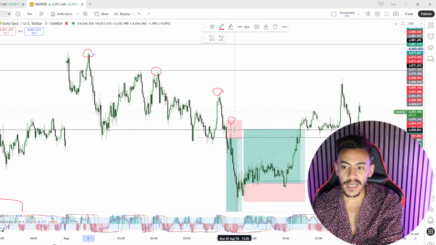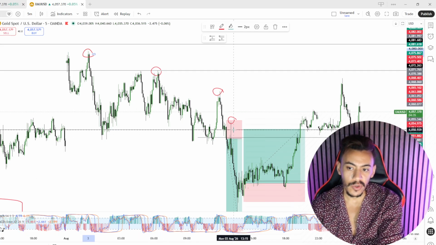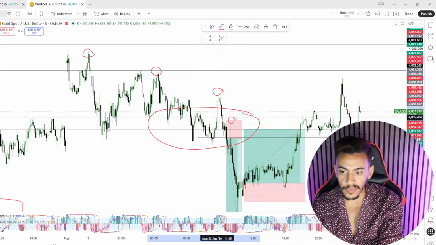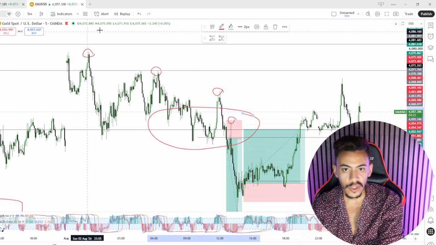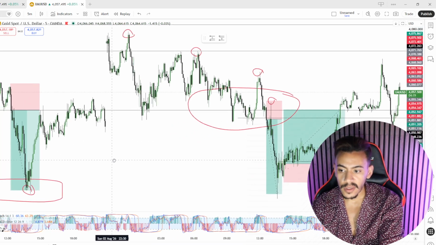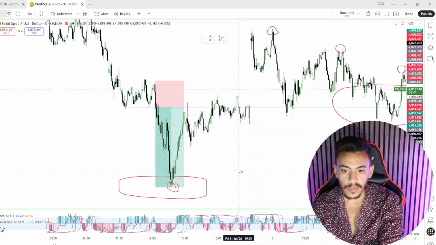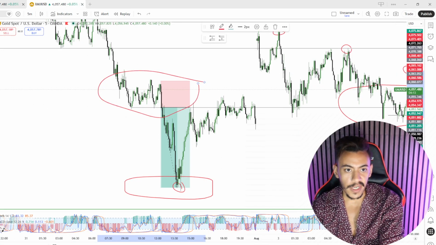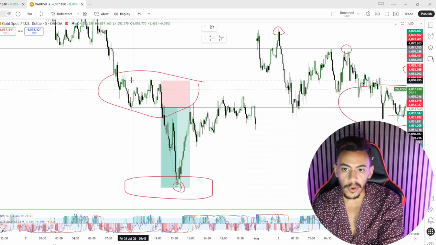So a structure, basically, I don't want to get you guys confused with a lot of fancy terms. A structure is basically a consolidation zone that the price cannot break through to the upside or the downside. So this right there, I'll call it a structure. If we go, let's find another structure here. This right there, I'll call it a structure. If you guys see what I mean, I will mark it for you here.